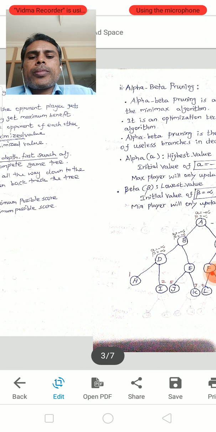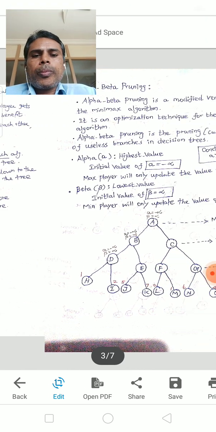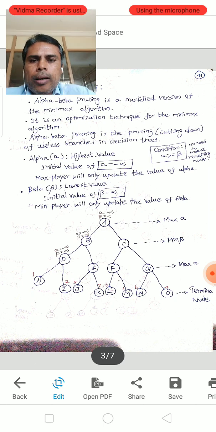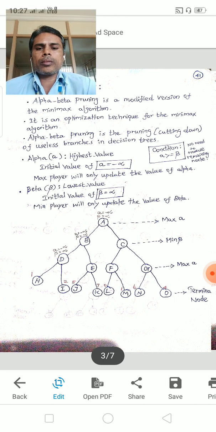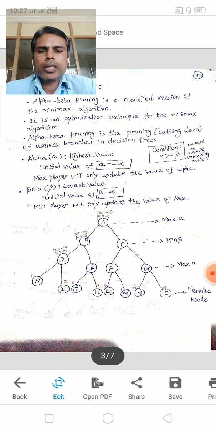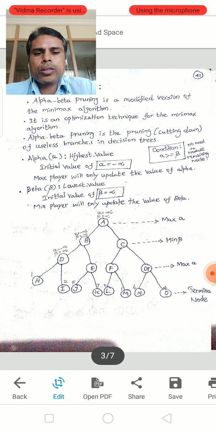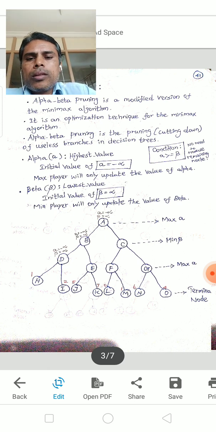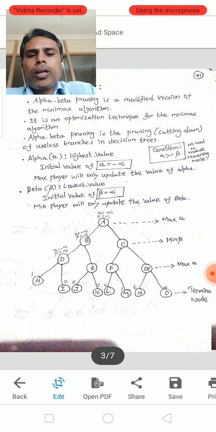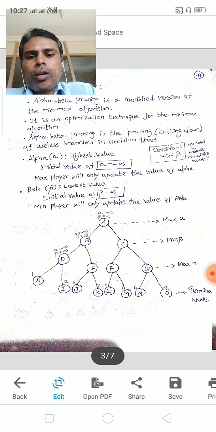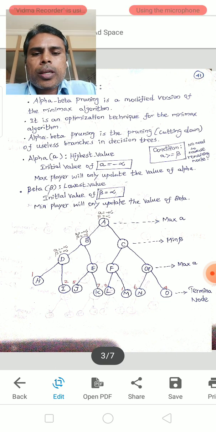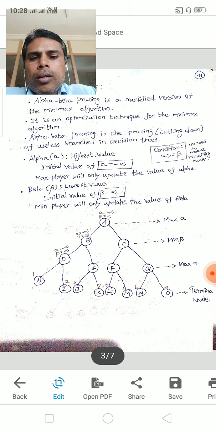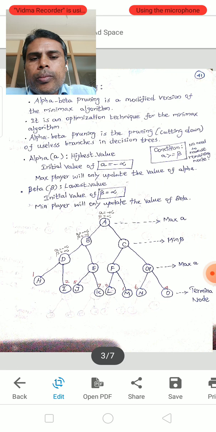The next concept is alpha beta pruning. Alpha beta pruning is a modified version of the min-max algorithm. It is an optimization technique for the min-max algorithm. This is one of the mathematical concepts. We are applying a basic formula and we find out the solution. Alpha beta pruning is the pruning, cutting down of useless branches in a decision tree. So this is the basic definition about alpha beta pruning.